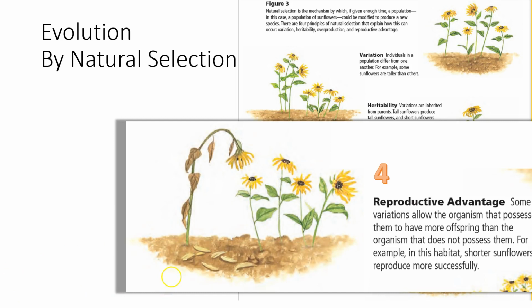And finally, some individuals are more fit for their environment than others. Some are going to be able to survive and reproduce better. In this environment where the sunflowers are growing, the short sunflowers survive best. They reproduce best. They pass on their genes better than the tall sunflowers. Remember, fitness is a measure of how well an organism can survive and reproduce in its environment, and so this is survival of the fittest. The short sunflowers are the most fit.